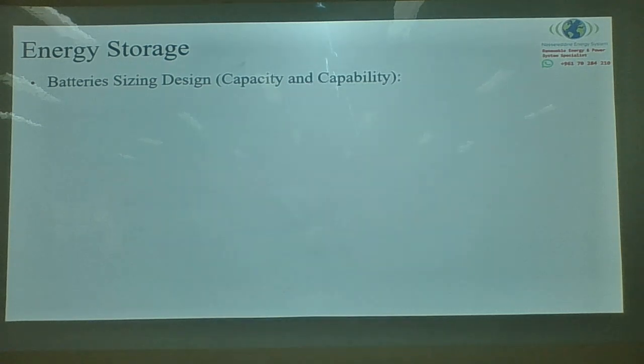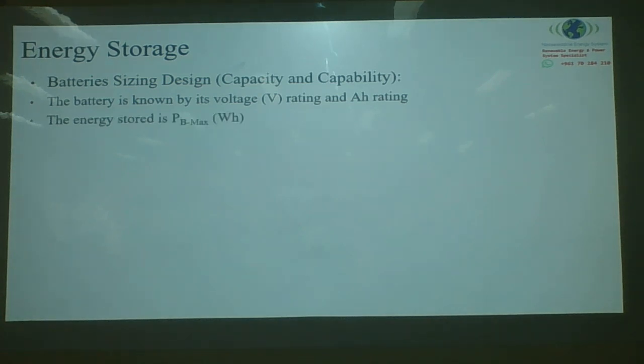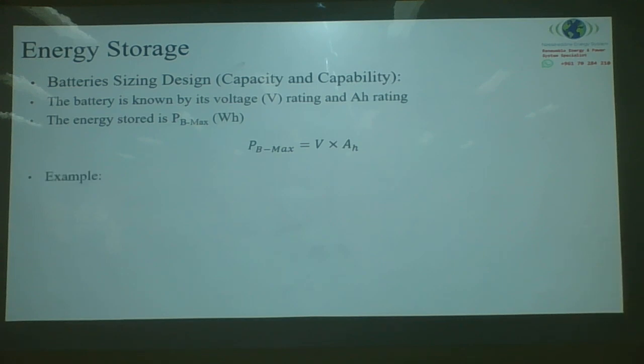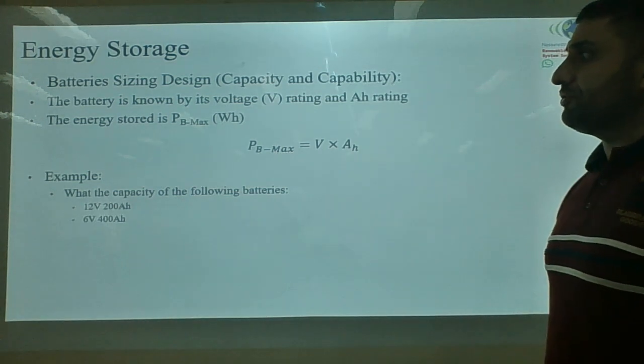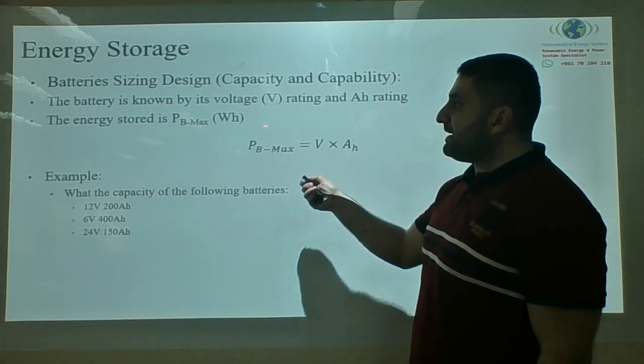Battery sizing design and capacity. As we spoke, we just put this information on the board. This is the equation that we just did. As an example, what's the capacity of the following battery? All we did now: 12 times 200, 6 times 400, 24 times 150. Same, we apply. 3B max, that's the maximum.